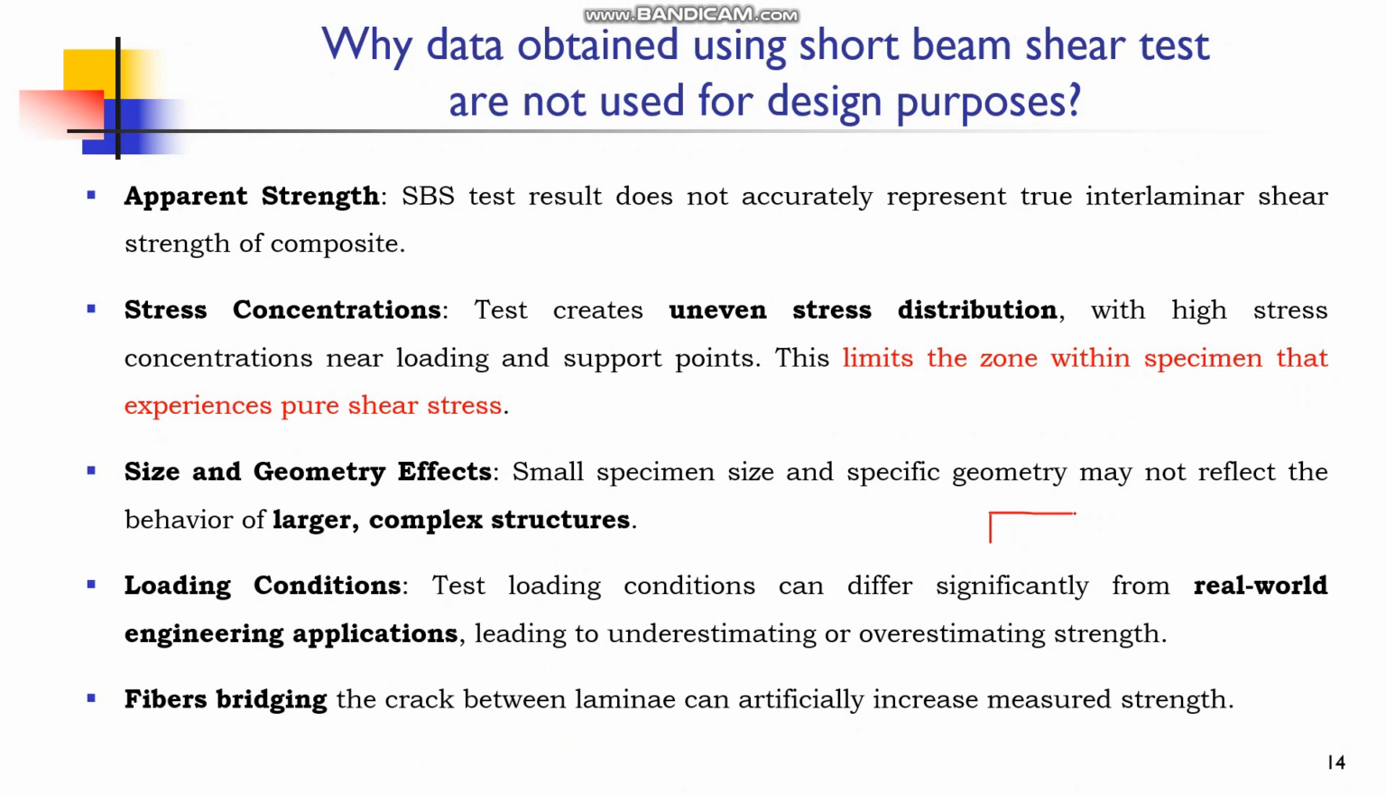We are using a very small size specimen for the short beam shear test, of specific geometry, that may not reflect the behavior of larger or complex structures. The loading condition that we follow may significantly differ from real applications. In such a case the obtained value may be lower or greater than the true value. If this is your ILSS short beam shear test specimen, there can be crack formation or delamination. In this region, the fiber can bridge the crack. As a result, it can artificially increase the measured strength.